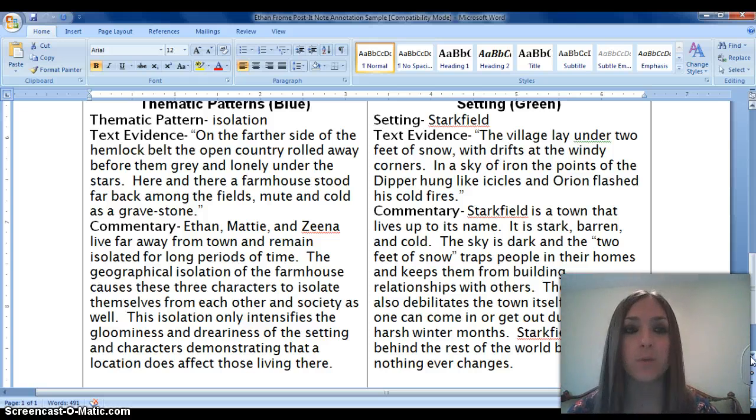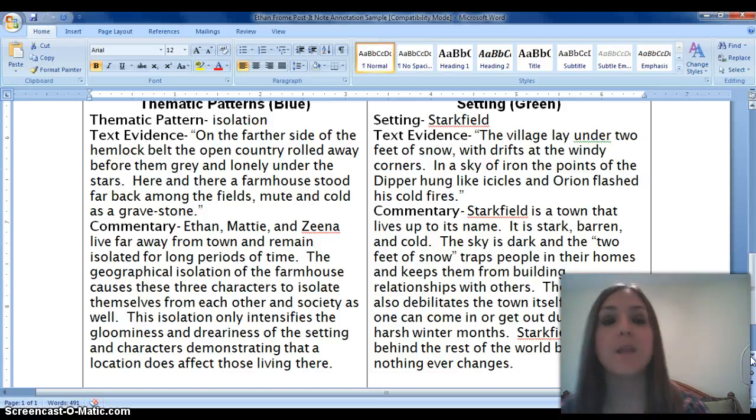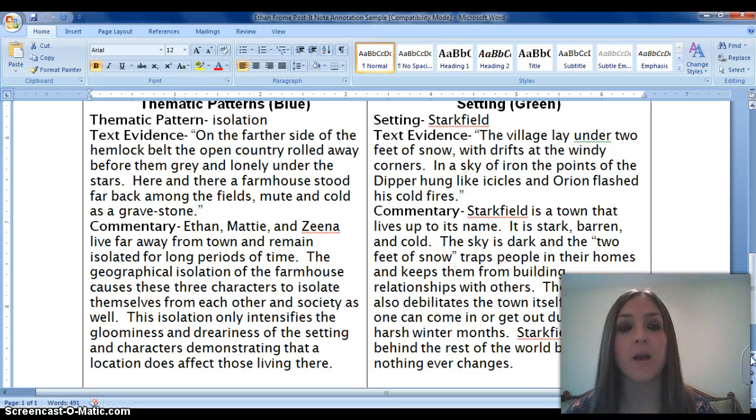The farmhouse is away from the town. It's all by itself. There's no one around. The characters don't interact with anyone else other than the 3 of them. So let's look at the commentary. Ethan, Maddie, and Dina live far away from town and remain isolated for long periods of time. The geographical isolation of the farmhouse causes these 3 characters to isolate themselves from each other and society as well.